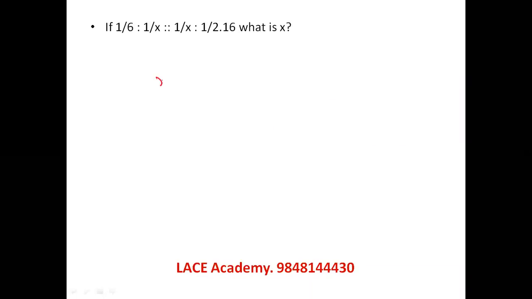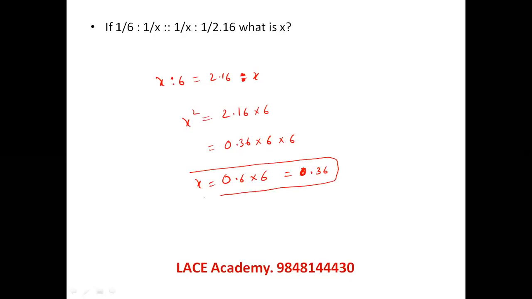1 by 6 is to x is to 6 is equal to 2.16 is to x, you are saying. You can say x square is equal to 2.16 into 6. You can say 2.16 is 0.36 into 6. So x is equal to the square root of 0.36, which is 0.6, and 6, which is 3.6. x equals 3.6, straightforward, right? Now let us see the next question.